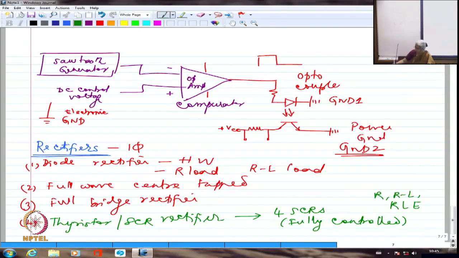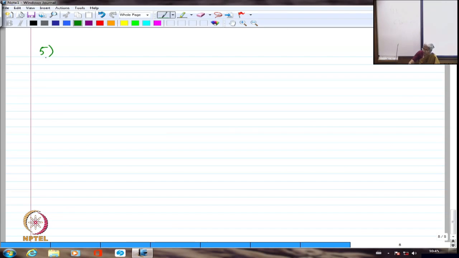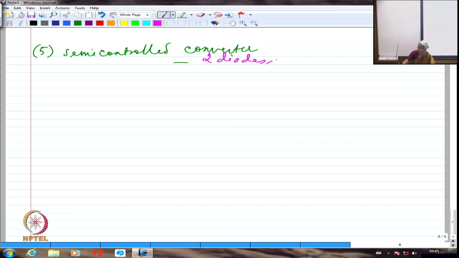Then we will go for something called a semi-controlled converter or semi-controlled rectifier. I use the terms converter and rectifier interchangeably. Both of them mean basically AC to DC converters. So in this particular case, we will use 2 diodes and 2 SCRs. They will behave differently compared to when we use only SCRs. So we will have to look at them. Right? In this case also we will at least see R load and RL load.